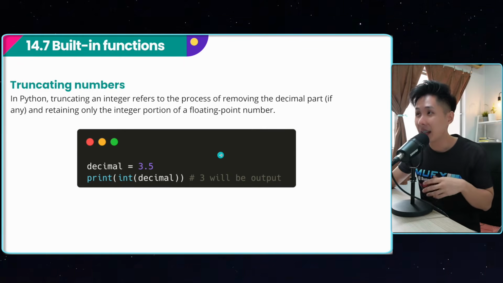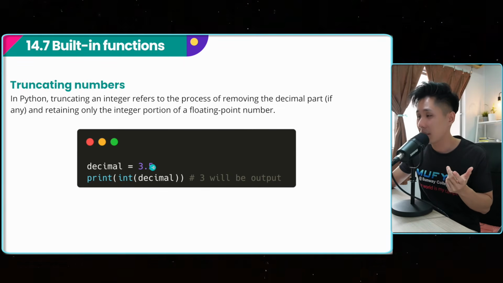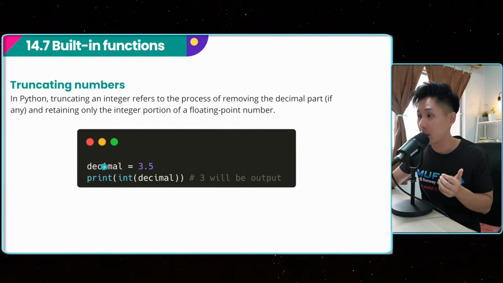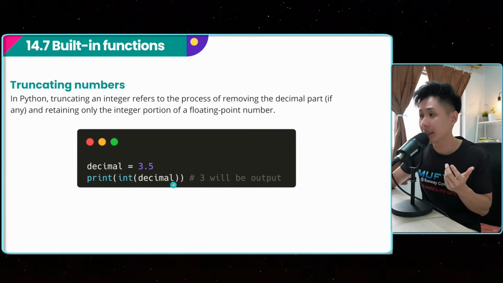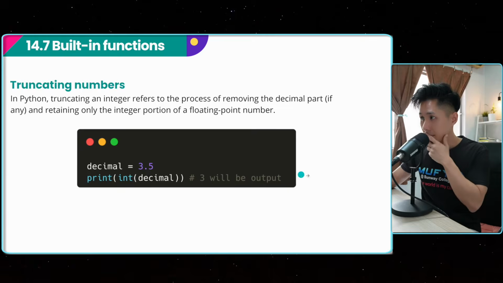Next up, some of the other functions, including truncating a number. Let's say 3.5 is the value of this variable called decimal. If I put int, parenthesis, it means I will truncate it to only the integer part of this number.